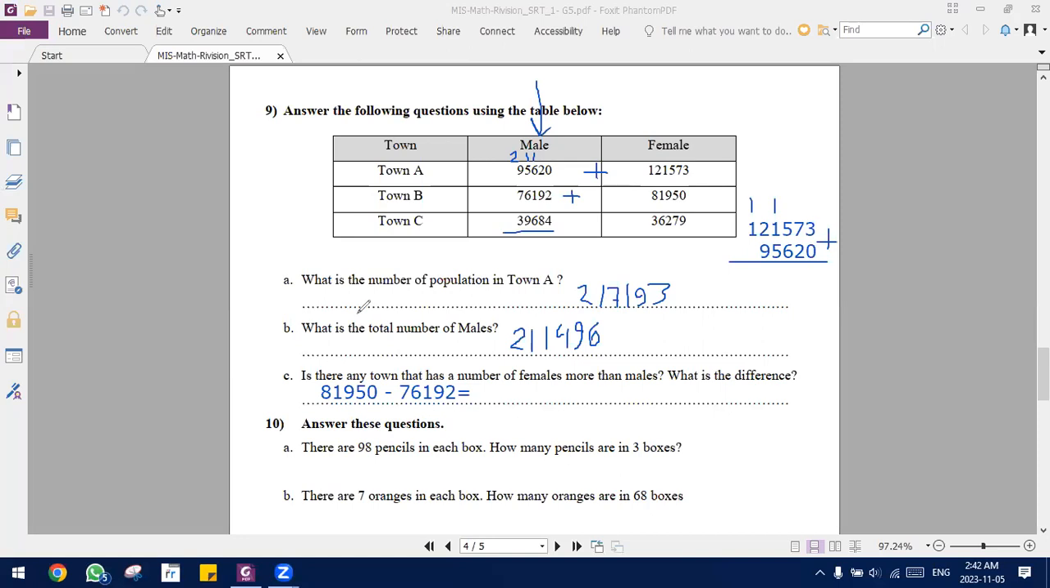Now we write the answer. So 0 minus 2, we can't. We borrow, this 5 will be 4. The 0 will be 10. 10 minus 2 is 8.